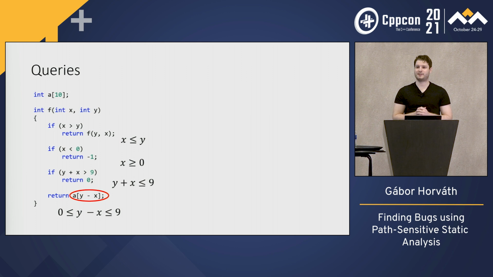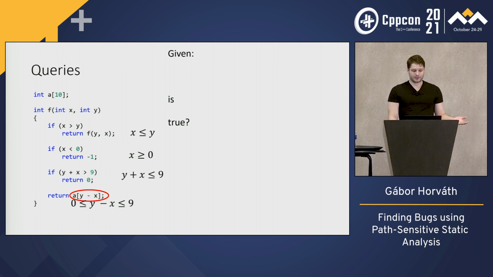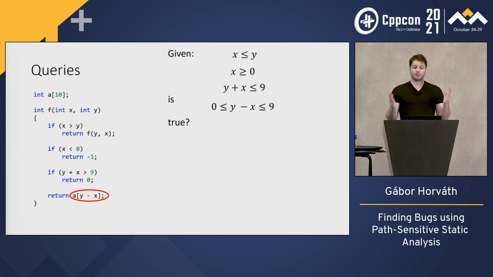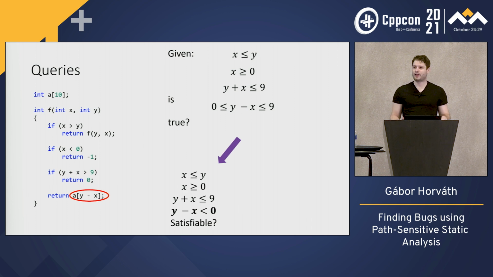And when we reach the statement where we index into this array, we have a precondition to this operation, and this precondition is based on the size of the array. So all of the valid indices are between 0 and 9. Using all this information, basically what we want to know, given the facts we collected before, is whether the precondition of this operation is always true. And one way to express this using a query is to use a system of inequalities.